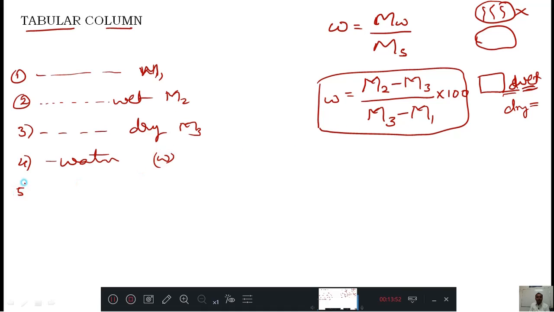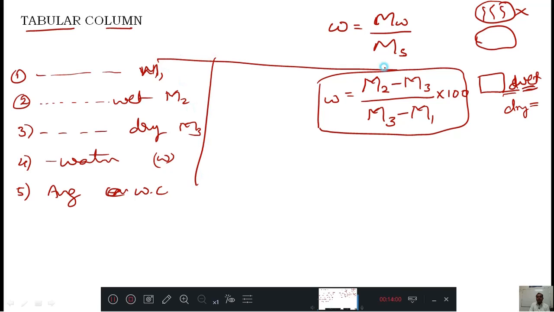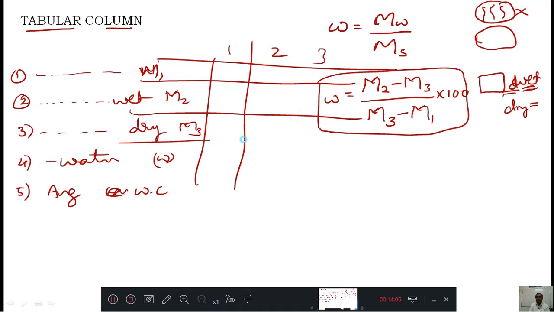The fifth one is average water content, because you are using 3 containers, no? Then you make columns like this: first trial, second trial, third trial. Then you do 3 trials for this and you will come to know. Right? This is the water content.